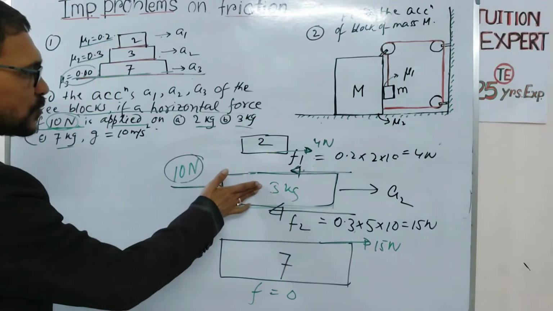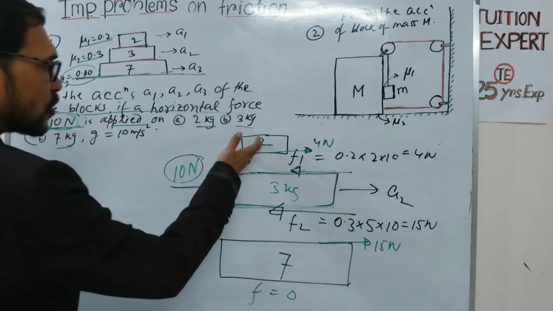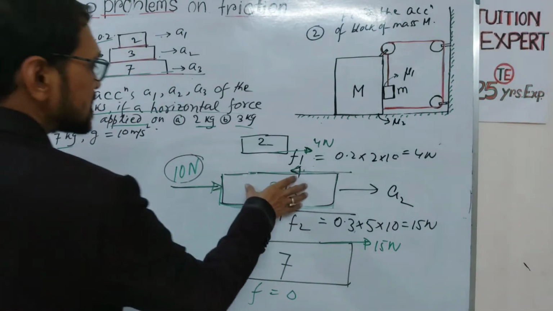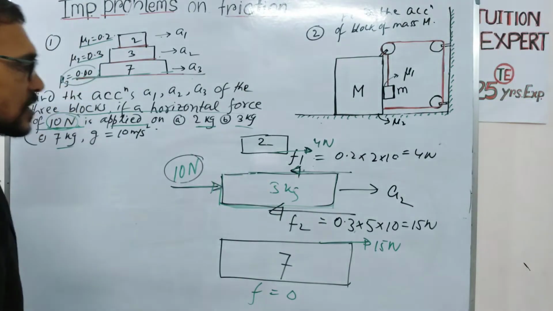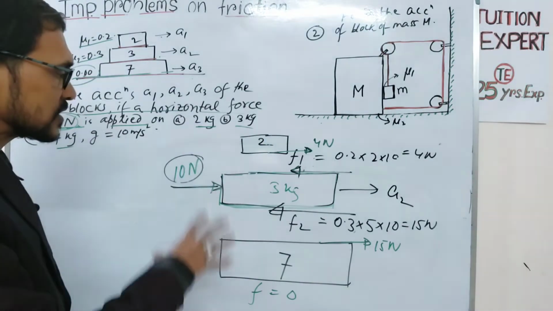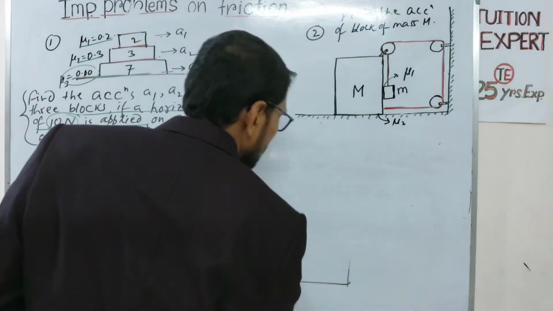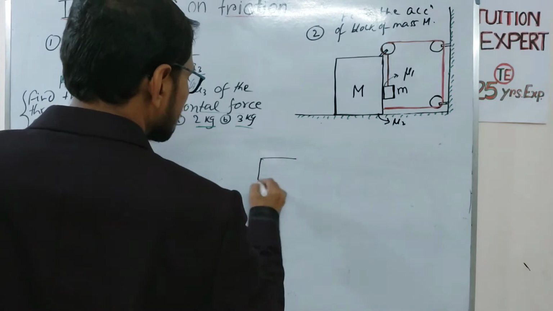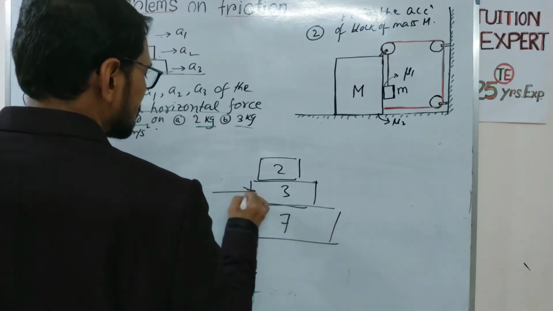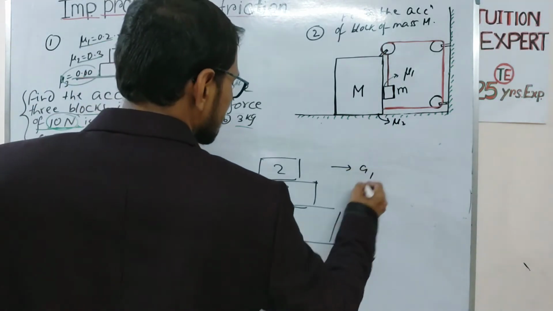If the 3 cannot move, then 2 and 7 cannot move either. So the 2 kg block cannot move separately, and the 7 kg block cannot move separately. Think practically: if this is stuck, then how can this and this move? So here 2, 3, 7 act like a whole, like a single body. So the 2, 3, 7 kg blocks will move together, with 10 Newton force acting. The 3 kg cannot move alone, so the whole 2, 3, 7 body moves together.